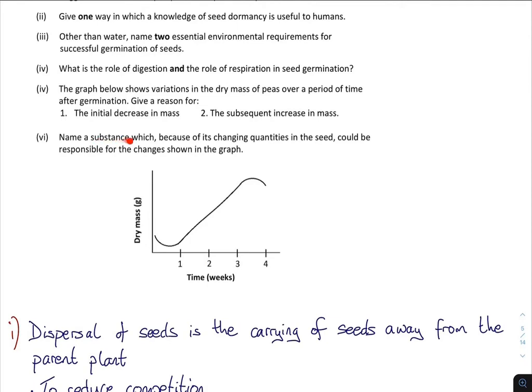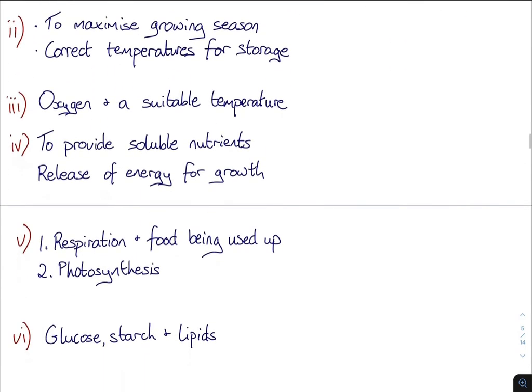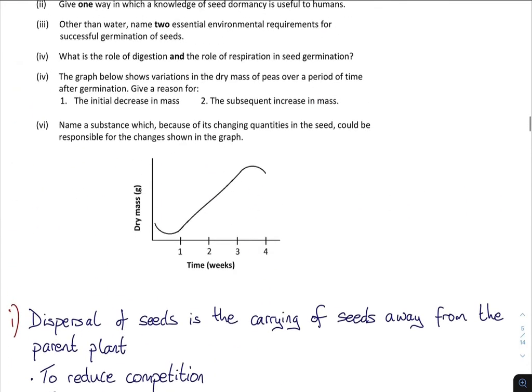Name a substance which, because of its change in quantities in seeds, could be responsible for the changes shown in the graph. That always comes back to a few different things, but you could say glucose, starch, or lipids. So glucose, starch, or lipids.